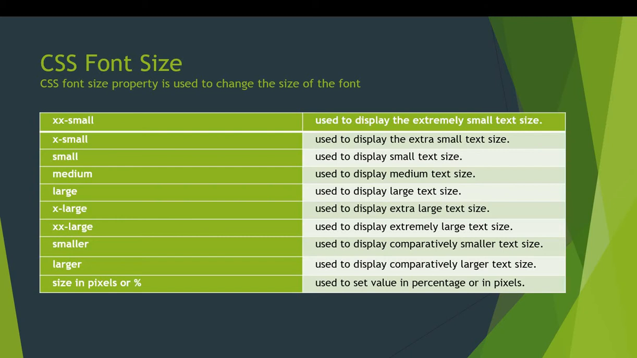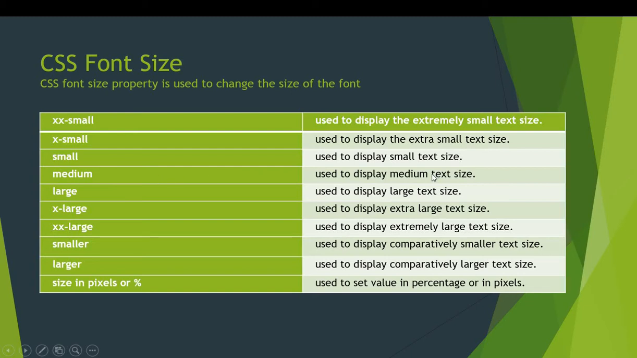Our next attribute is CSS font size. The CSS font size property is used to change the size of the font. The values that can be put are double x small, x small, small. Double x small is used to display extremely small text size. Then x small is used to display extra small text size. Then small, used to display small text size.